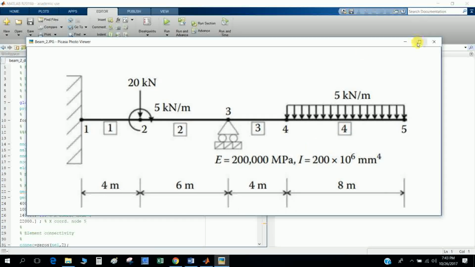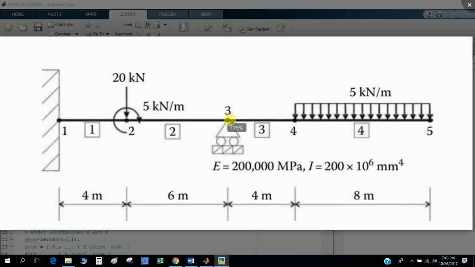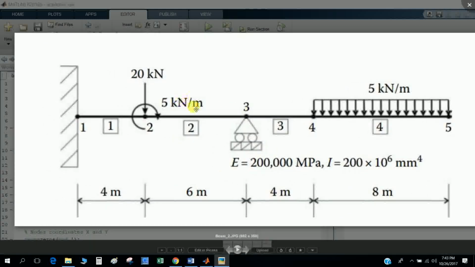Hi, now I discuss how to solve a beam in Matlab. So this is the problem that I will solve in Matlab.